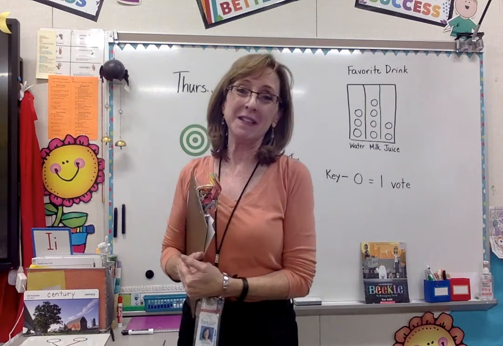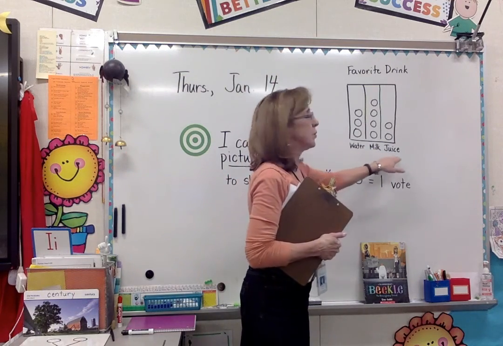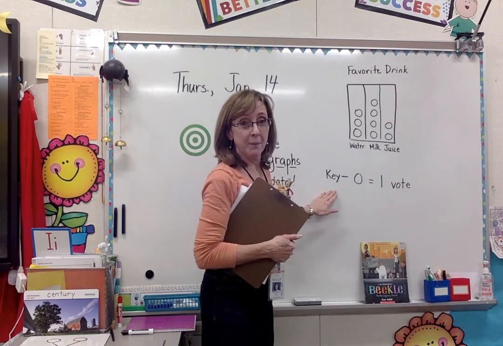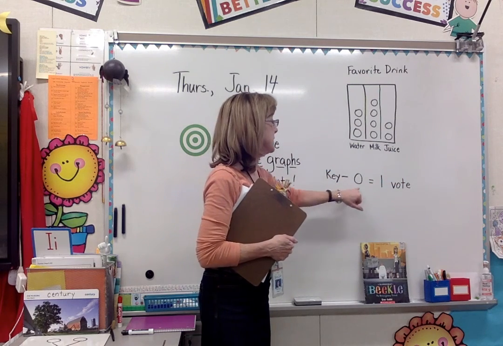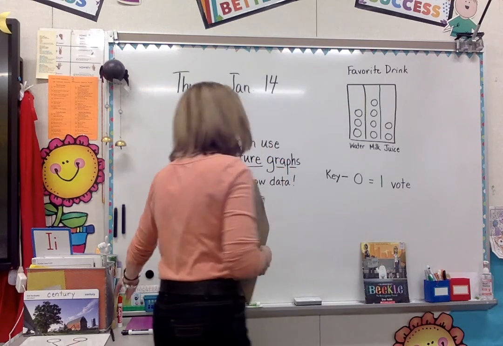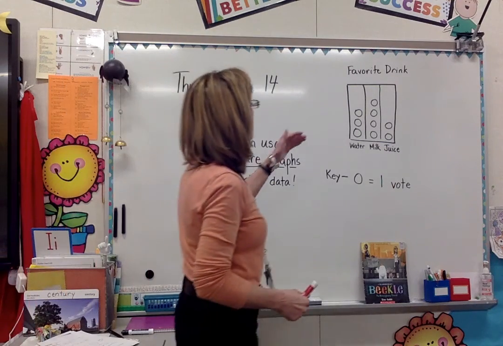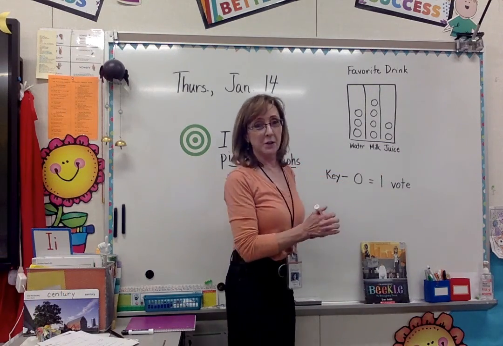So let's pretend that we ask the kids in class, what is your favorite drink? We have water, milk, or juice. And our key, remember picture graphs always have a key. Our key is a circle equals 1 vote. So remember Miss Ward's secret hint, secret trick that I always do. Let's write our information down along the bottom here.